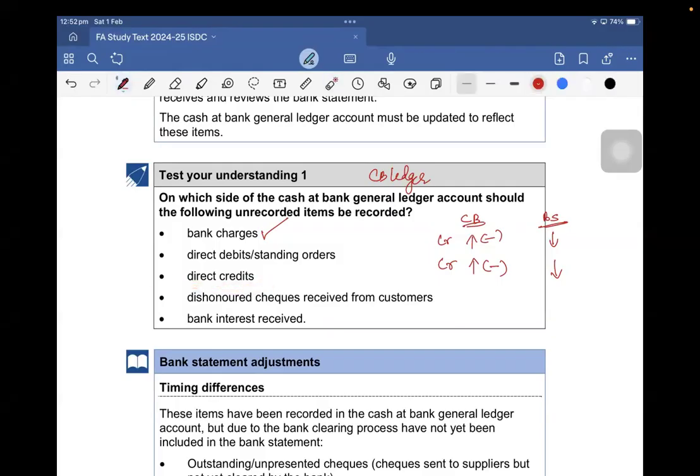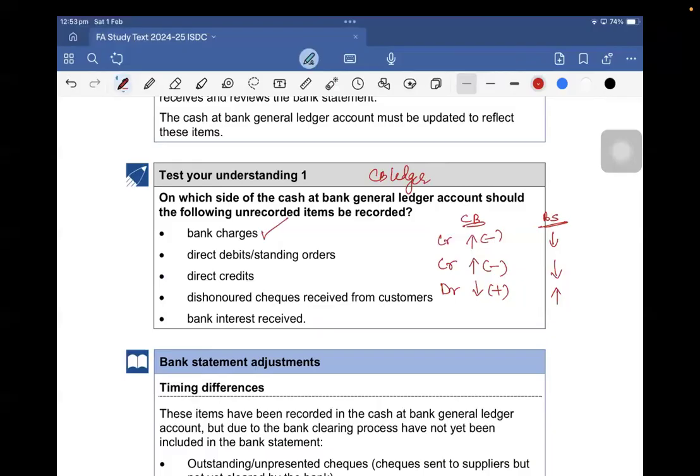Next is direct credit. So someone has directly deposited money into your bank. Your bank statement goes high, but your cash book balance is still low. You need to add it because money has reached your account, so you debit it. Clear?